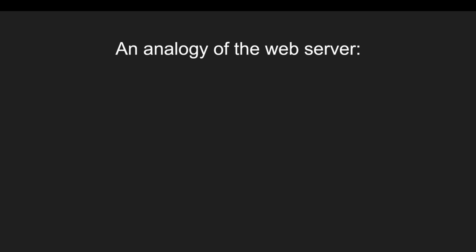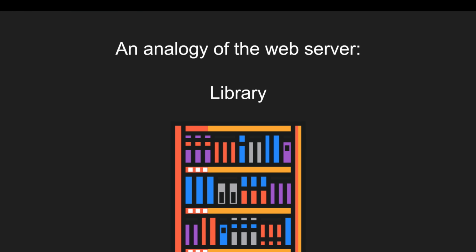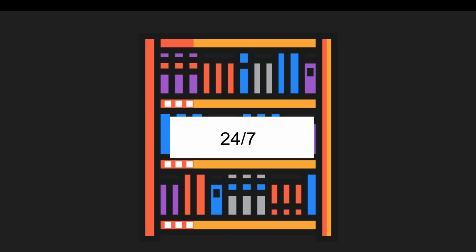An analogy of the web server can be a library. And in this library, it's open 24/7. And we could go ahead and search up, let's say, www.google.com. Well, there are millions of books in this library, but www.google.com is a very specific book. And to get this, it would be extremely difficult. But then, how is this problem solved?